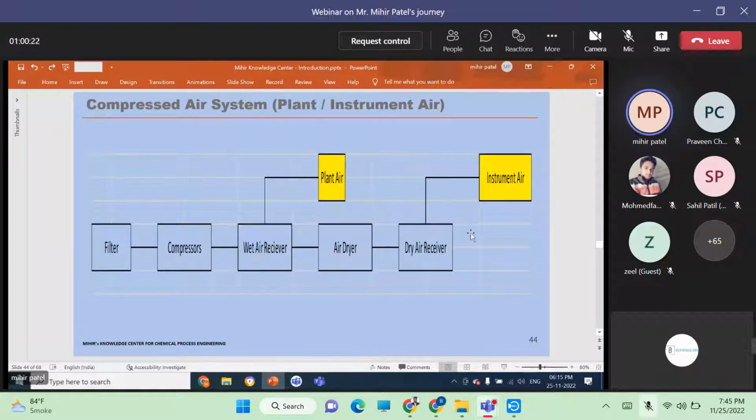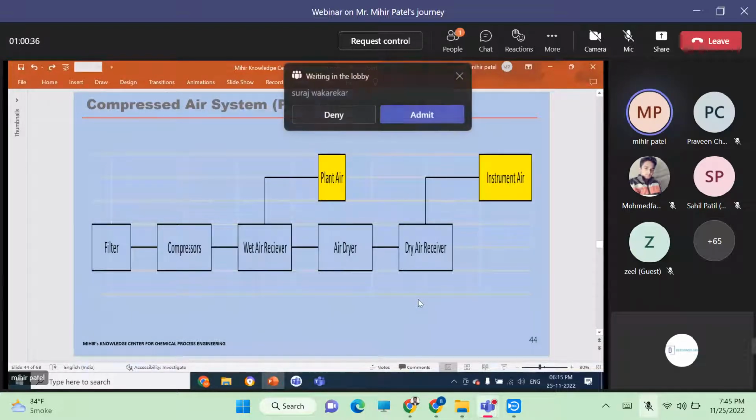Then you have a dryer receiver, this one, which is also called instrument air receiver. So this is normally sized for 15 minutes between certain pressure ranges, so that in case of any upset condition, the operator can go and shut down the plant safely within that 15 minutes. So from here you take instrument air.